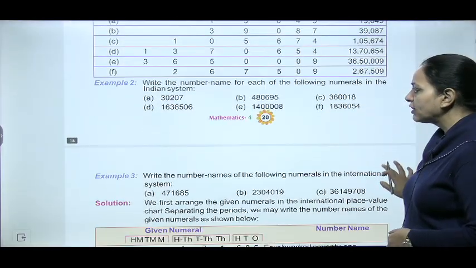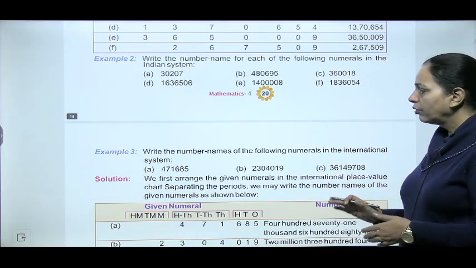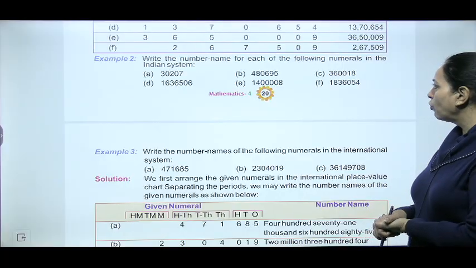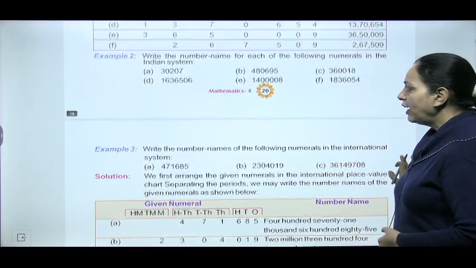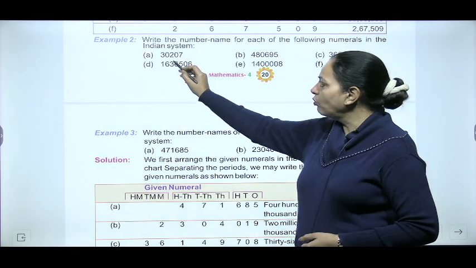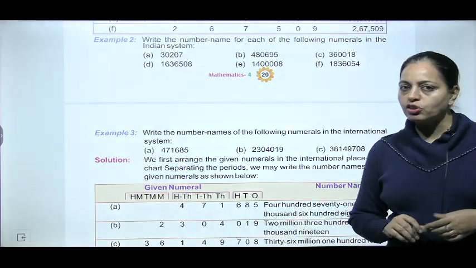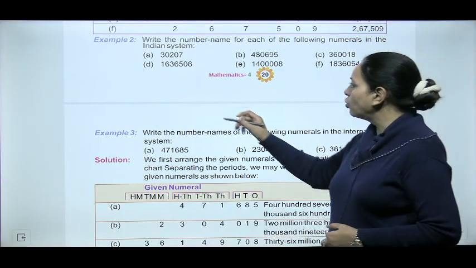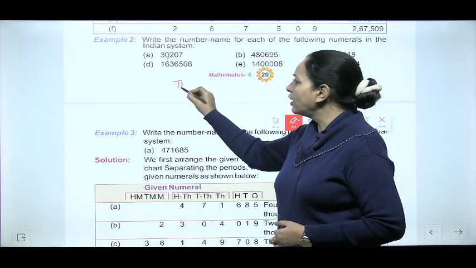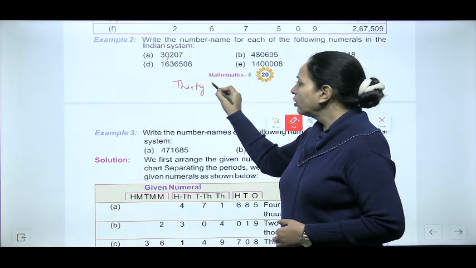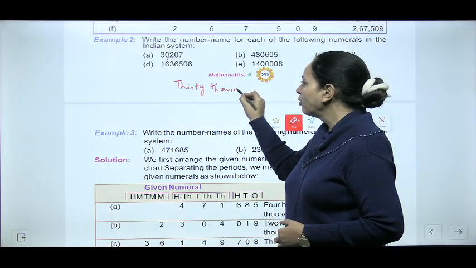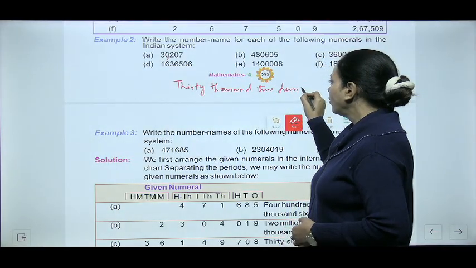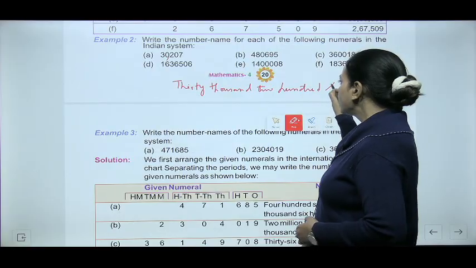Now the second one, example 2. Write the number name for each of the following numerals in Indian system. A part, like here this one, 30207. So first you will arrange according to place value chart. So what will you get? You will get 30,000, 207.